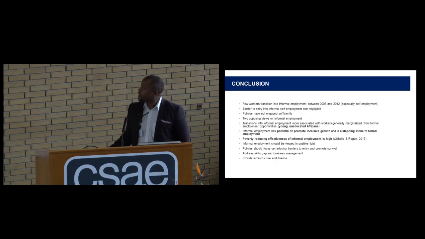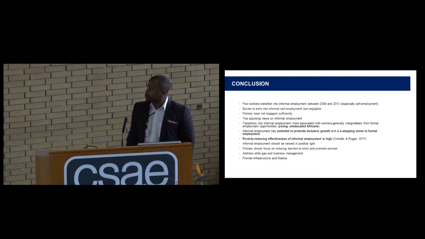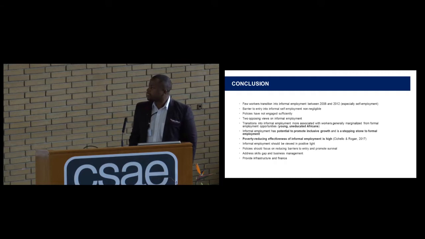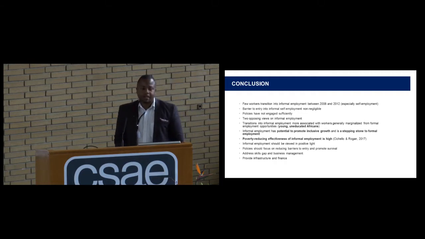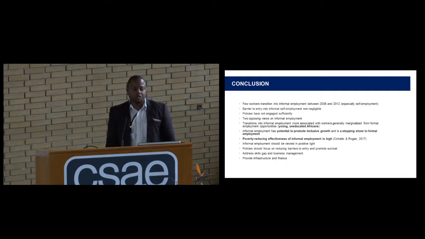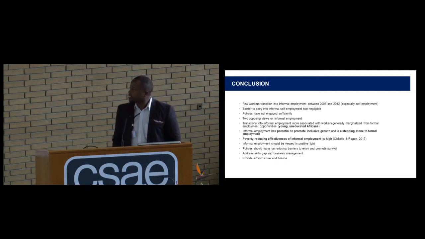And recent research in South Africa shows that informal employment actually had poverty reducing effectiveness, which was high, almost the same as formal sector employment. So the suggestion is that informal employment should be viewed in a positive light, especially in South Africa, where there is high inequality, and policies should seek to reduce the barriers to entry that many workers face, which have been researched by many authors, which include lack of infrastructure, lack of training, lack of finance. If the government addresses those, it can actually address inequality and reduce poverty in South Africa.